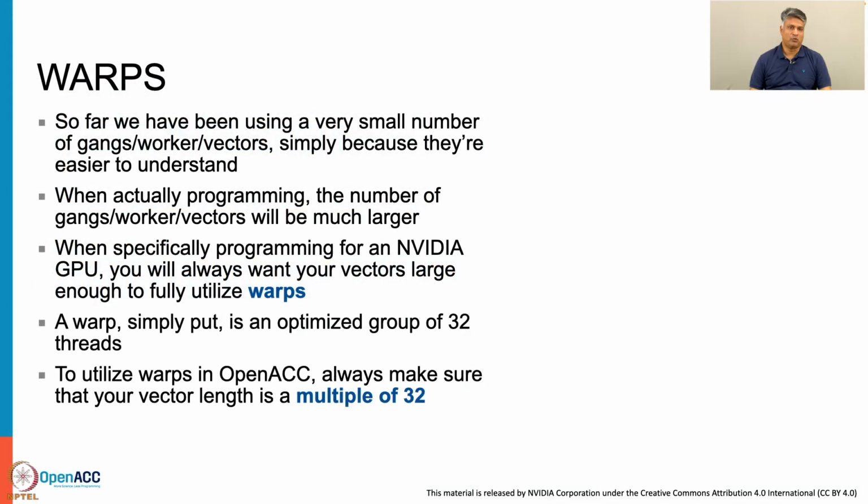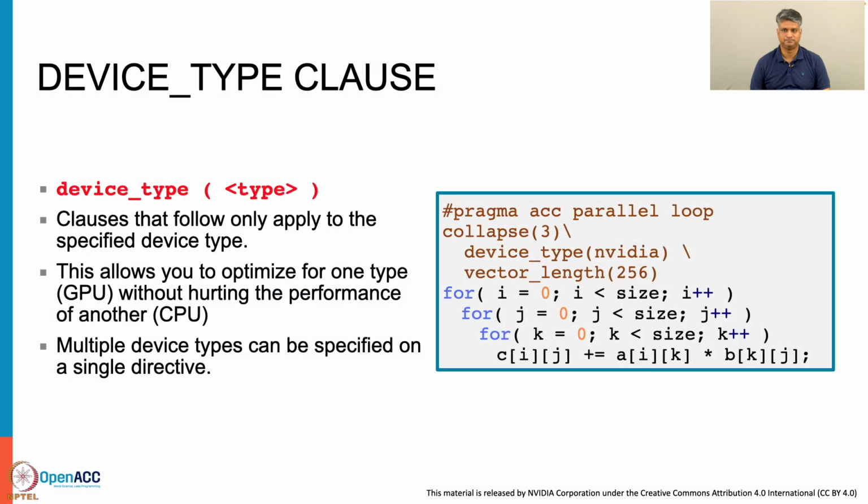Now, let us see what are warps. So far, we have been using a very small number of gangs, workers and vectors simply because they are easy to understand. When you are actually programming, the number of gangs, vectors and workers will be much larger. When you are specifically programming for an NVIDIA GPU, you will always want to have your vectors large enough to fully utilize warps. A warp, simply put, is an optimized group of 32 threads. To utilize warps in OpenACC, make sure that your vector length is always a multiple of 32.